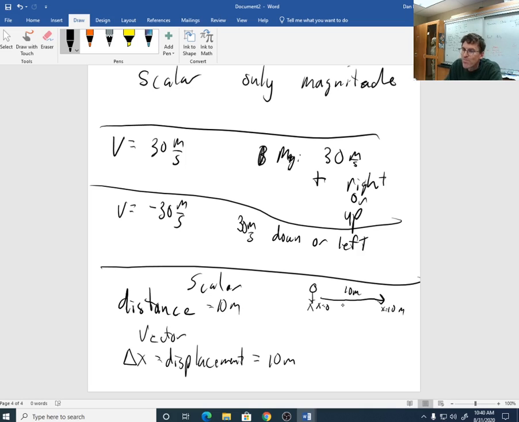Well, they're the same. No, because the scalar is not telling you direction. The displacement tells us exactly it was 10 meters to the right of the starting position. If I just gave you distance, you wouldn't know that. Okay, so we're going to continue on.